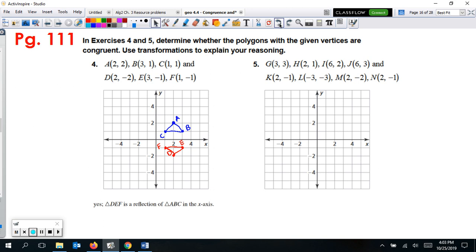Number 5, do the same thing. So go ahead and pause the video. This one's going to be a quadrilateral. You have 4 sides here. So go ahead and plot all the points, connect the dots, and make your figures. See if you think they're congruent. Go ahead and pause the video and do that.